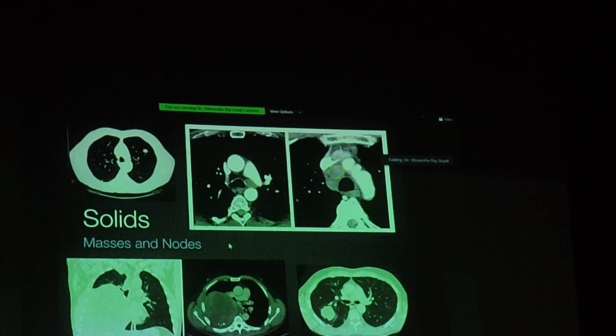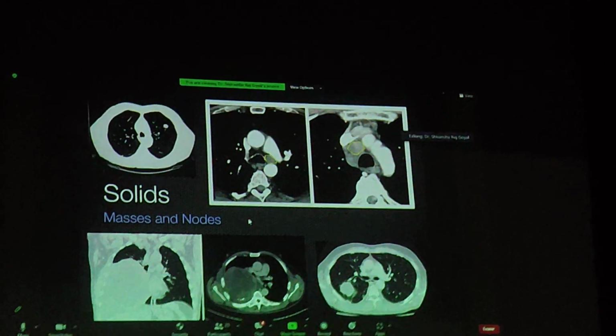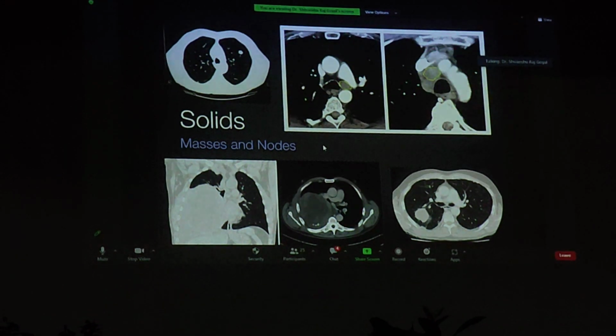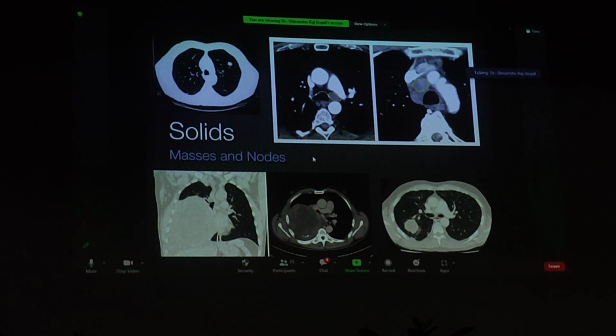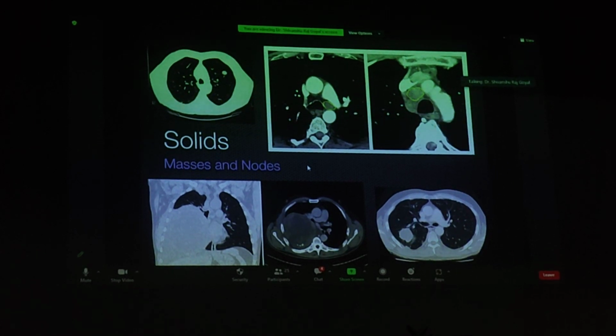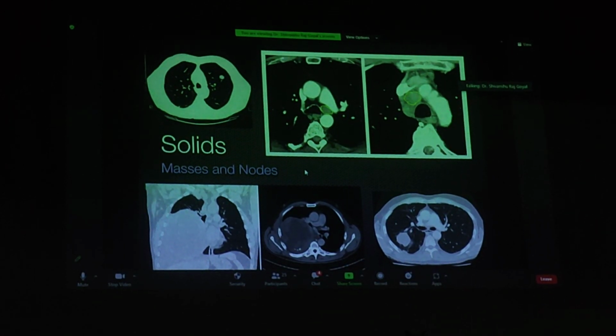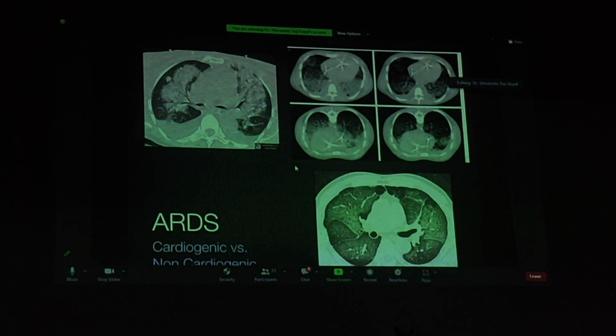What you see on the screen on the right upper side are the mediastinal nodes, for example, the left paratracheal node, right paratracheal node. Down you see large masses involving the right lung. So you have to start training your eyes to identify whether I'm dealing with a mass, a node, or a nodule.